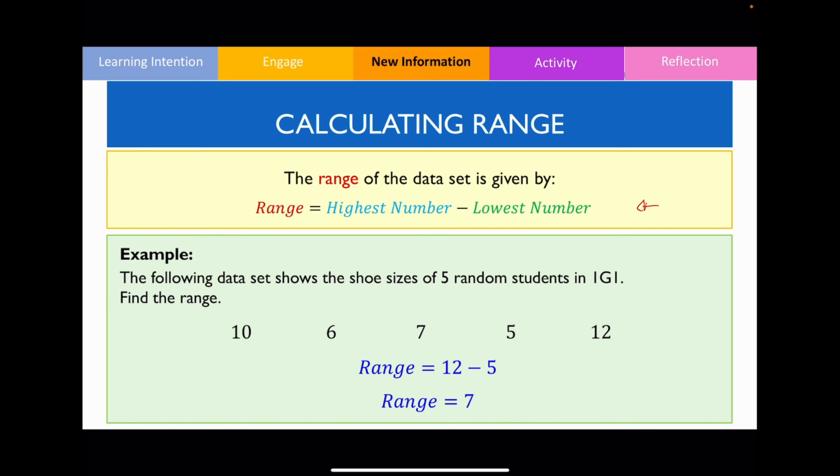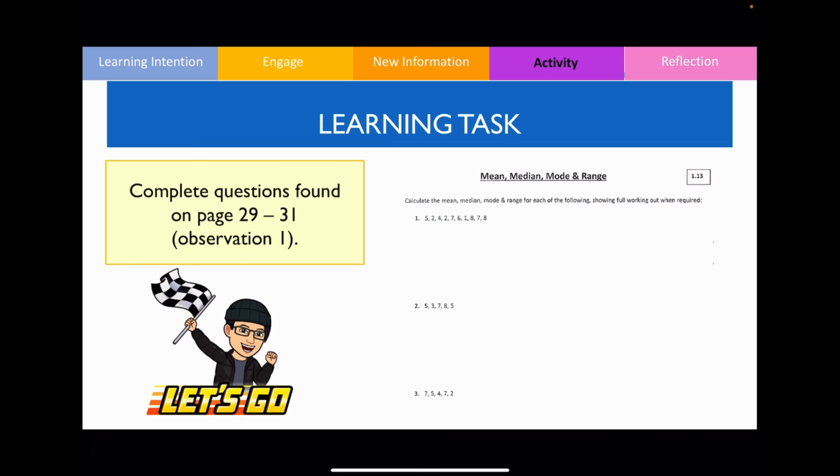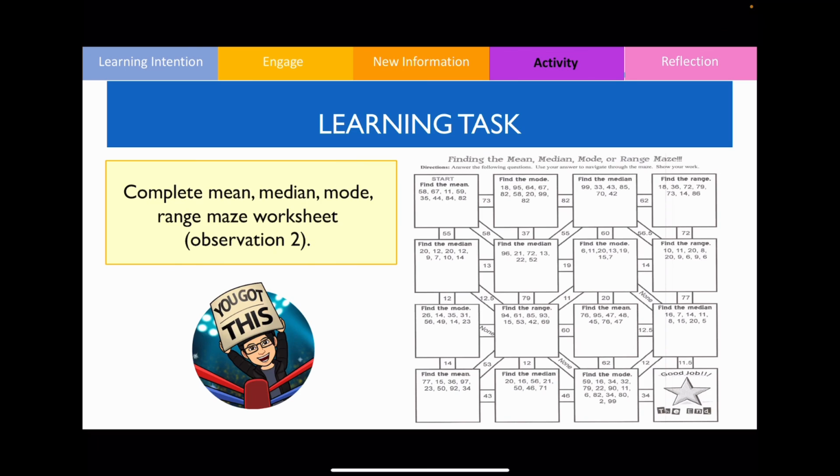So what I would like you to do for the remainder of today's lesson is I want you to find pages 29 to 31. This is page 29 over here. So I want you to answer all questions found on these 3 pages over here. And once you've done that, I can tick off observation 1 in your front cover. And then I want you to have a go at answering this worksheet over here. And then I'll be able to tick off observation 2.